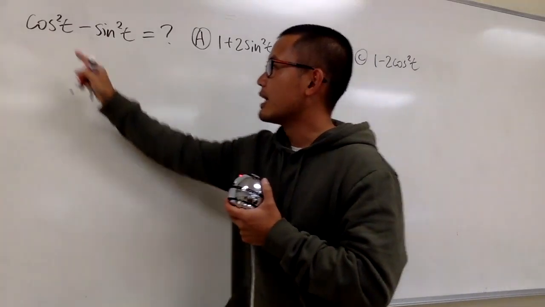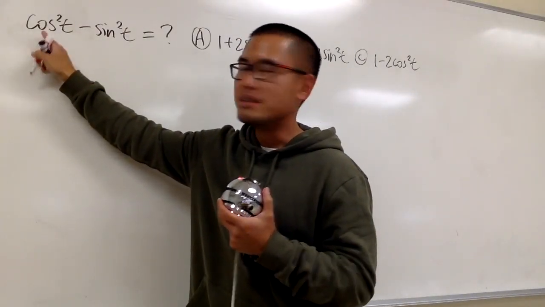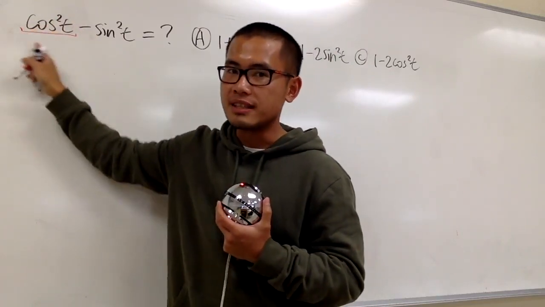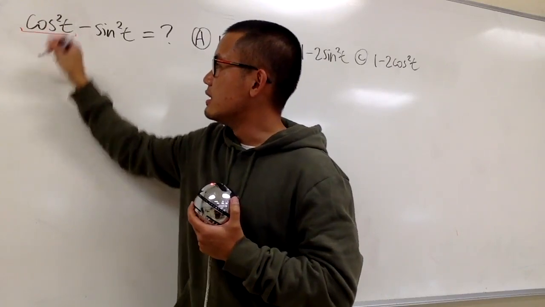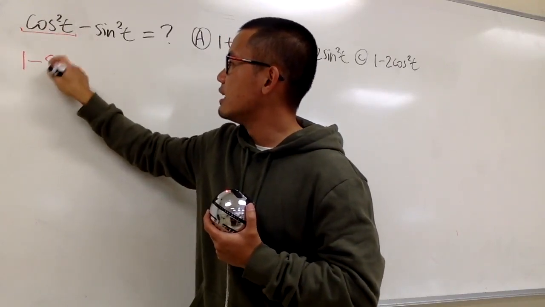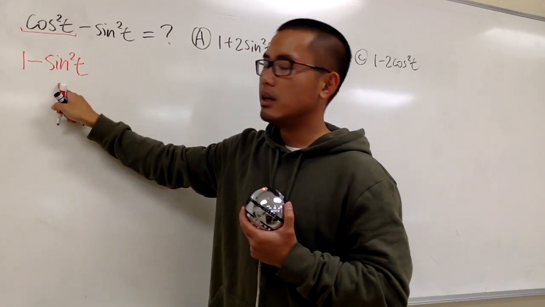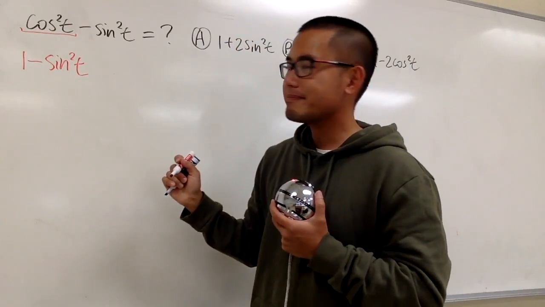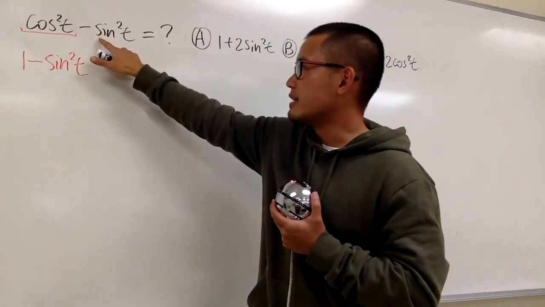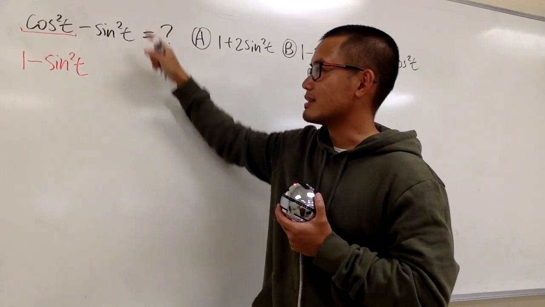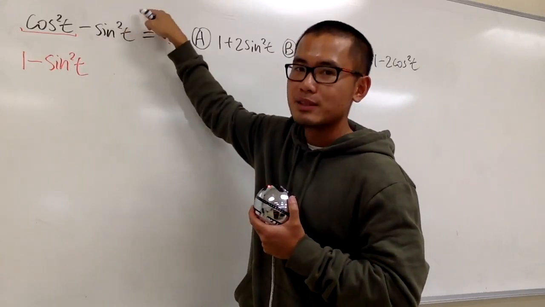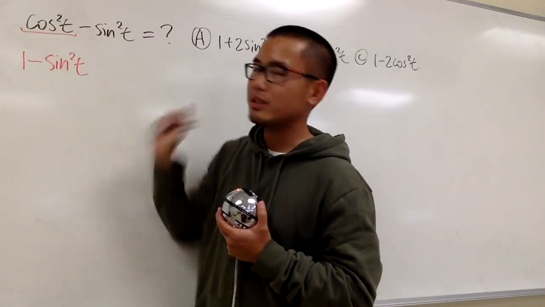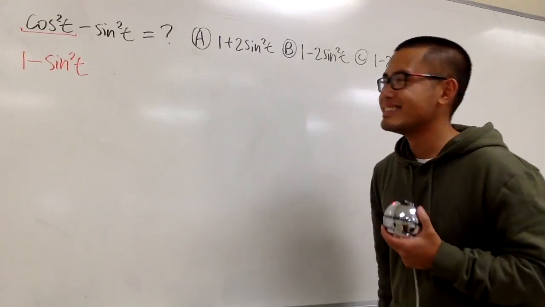Well, let's notice that this is not just a cosine t, this is a cosine squared t. And for cosine squared t, we do have an identity, right? This is the same as 1 minus sine squared t. Let me use this to replace cosine squared t. And there's also an identity for sine squared t, that's the same as 1 minus cosine squared t, but let me keep this one as it is. That's how you do it for this equation.